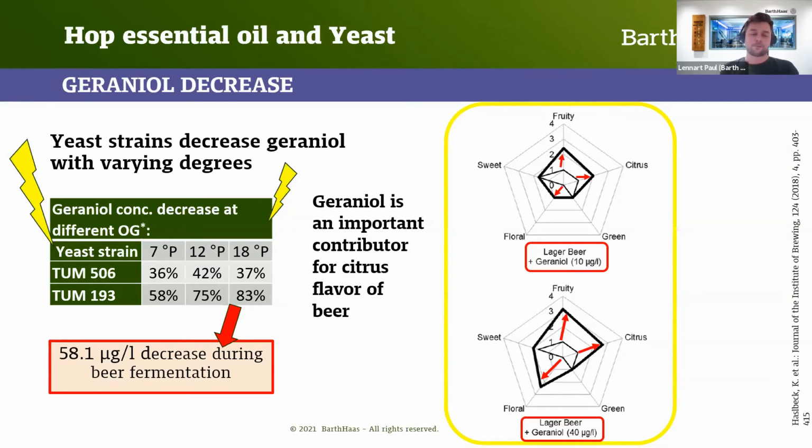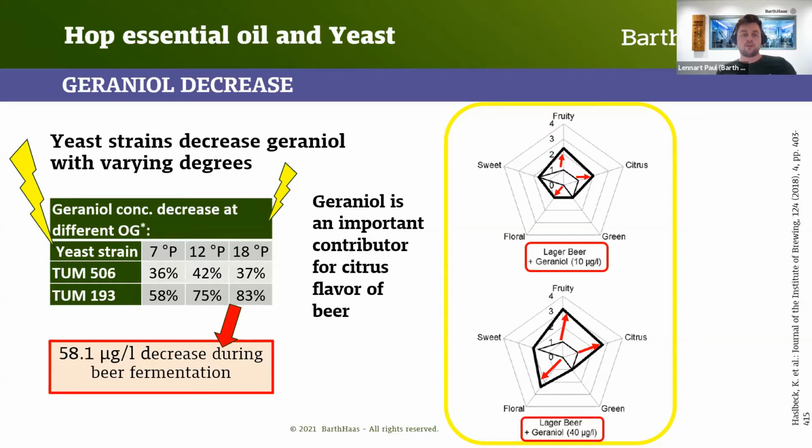It's also scientific research from Kabine Haselbeck, a former colleague of mine. They did several batches with different original gravities, 7, 12, and 18 Plato, and they used two types of yeast. TUM 506 is an ale yeast, and 193 is the lager yeast. As you can see, based on the yeast strain and also on the original gravity, you can have a huge decrease in the content of geraniol, at least as shown in these trials.